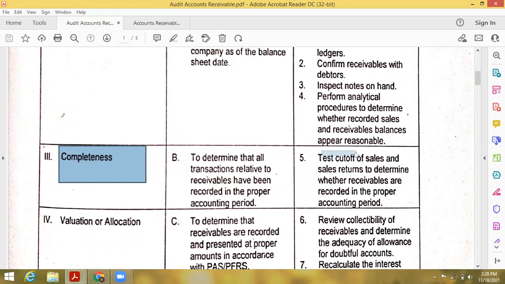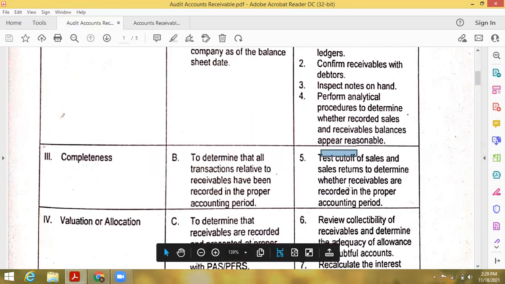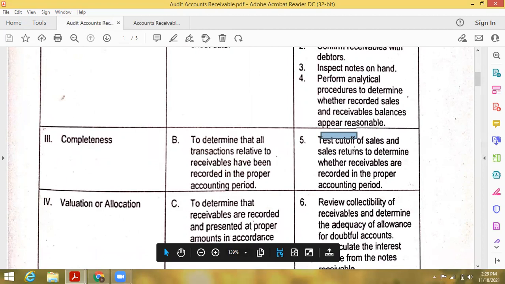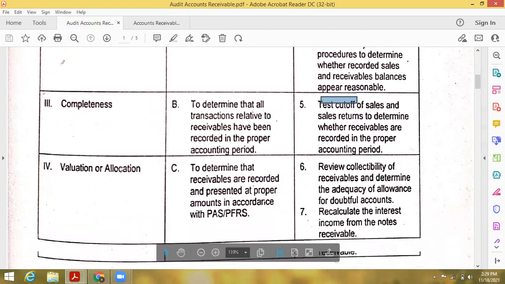sales, cut-off sales, and sales return to determine whether receivables are recorded in proper accounting period. So, baka kasi receivables ko siya, sales ko siya for the month of June, pero hindi ko siya na-record as receivable for the month of June. Baka July ko na siya na-record na receivable. So, i-check ngayon ni auditor, tama ba na dapat ito ay recorded on June or dapat ba ito ay recorded on July? So, ganon. So, pwede tayo gumamit ng cut-off on sales and sales return.